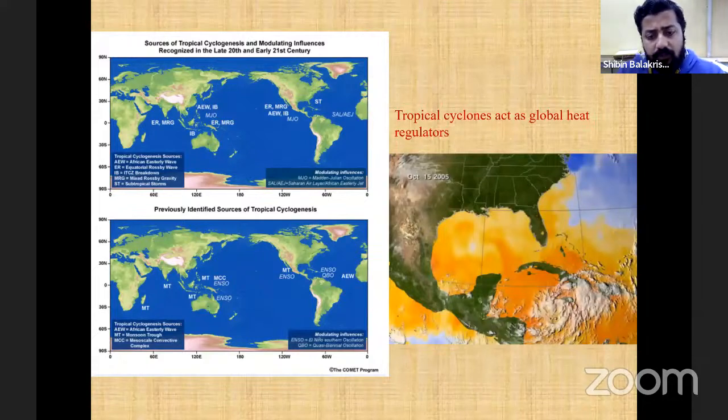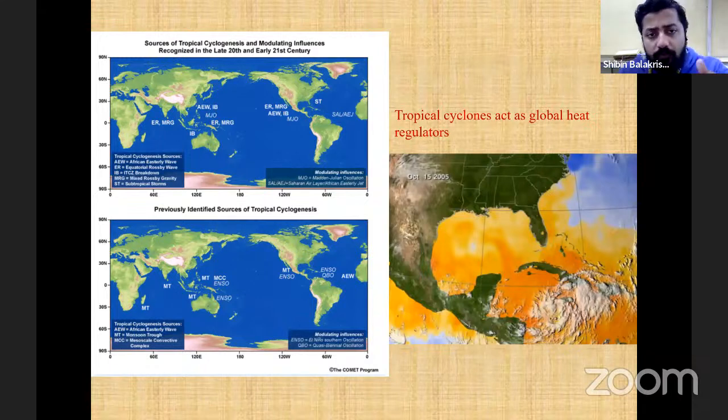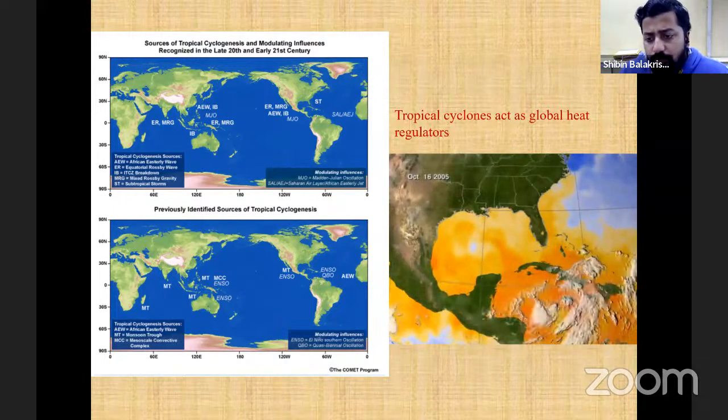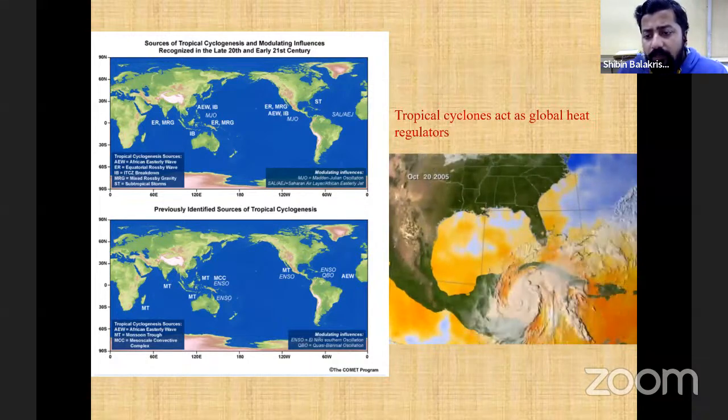This is again a work which I have taken, which shows more or less the major activity we are considering about the North Indian Ocean, the waves which are modulating or impacting the tropical cyclone, which was believed in the previous studies and the recent studies, attributing it to your Rossby waves and your mixed Rossby waves. Along with this, the right figure is giving information about the tropical cyclones acting as global heat regulators.